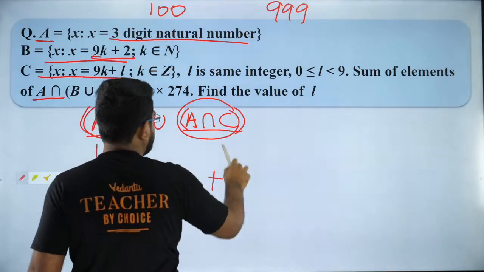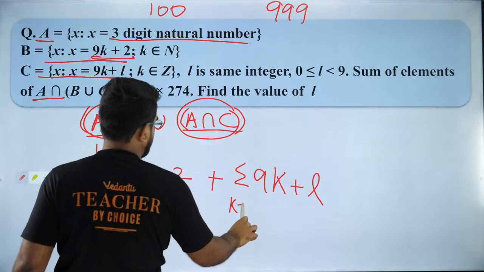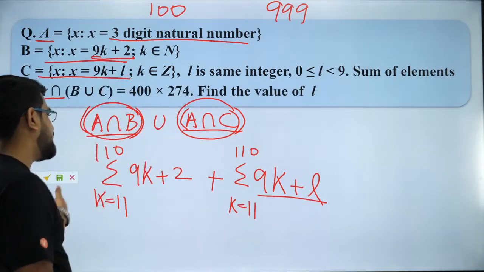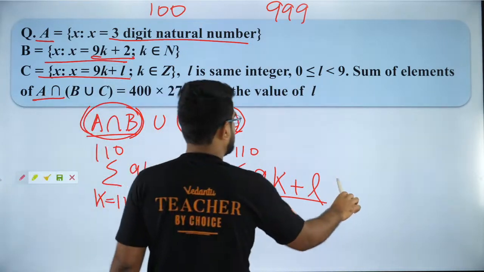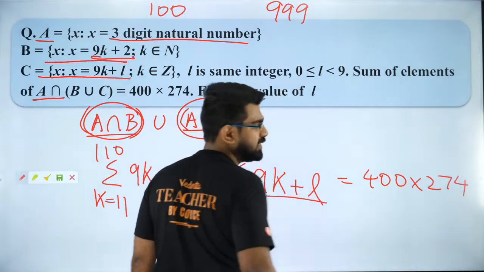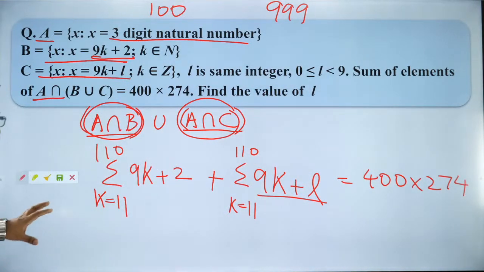In A intersection C, it will be the same sum, but I will sum it up from k equal to 11 to k equal to 110, but it will be 9k plus L. So just sum it up. This sum is equal to what? This sum is equal to 400 into 274. That's it. It is actually pretty simple. It just feels as though it is difficult, but actually it is very simple.